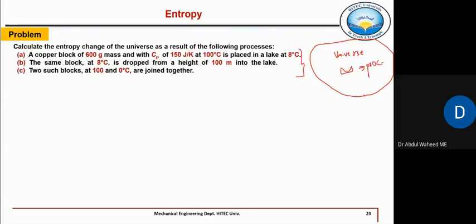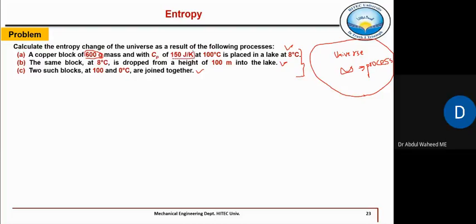And now we are asked to find out the entropy change of this universe due to these three processes. So what is the first process? The first process is a copper block of 600 grams mass and with Cp of 150 joules per Kelvin.